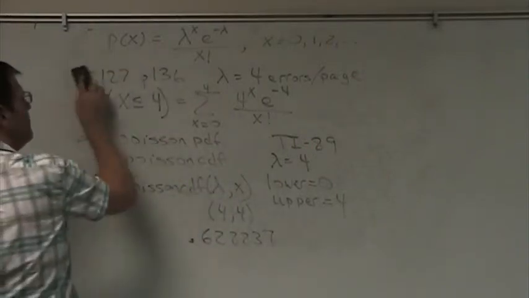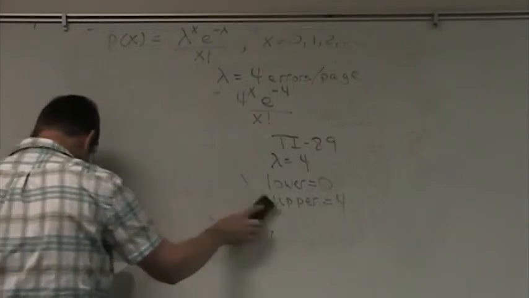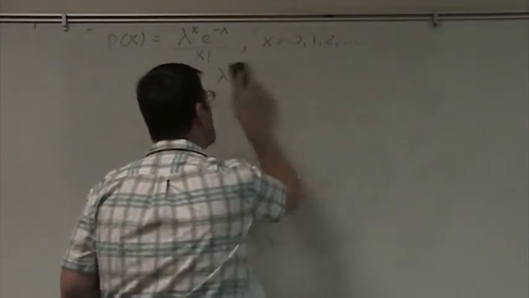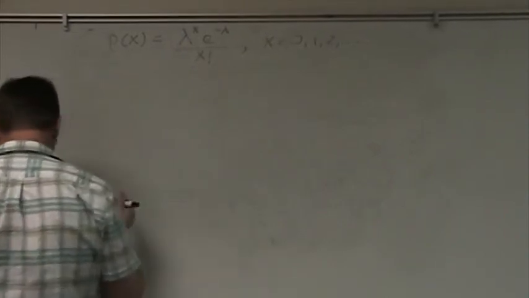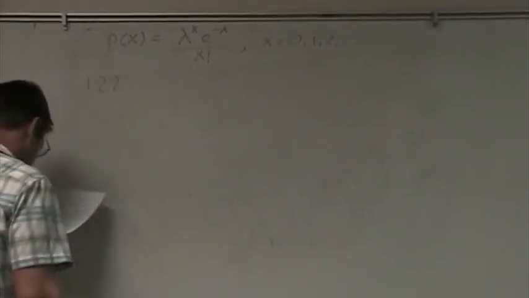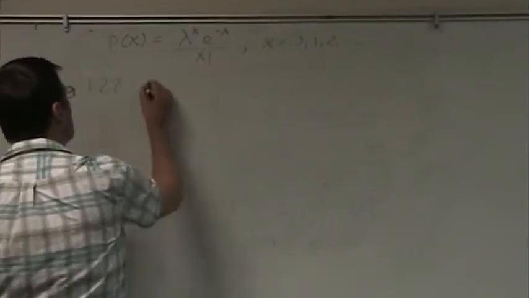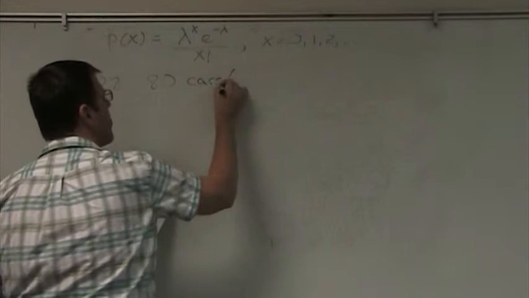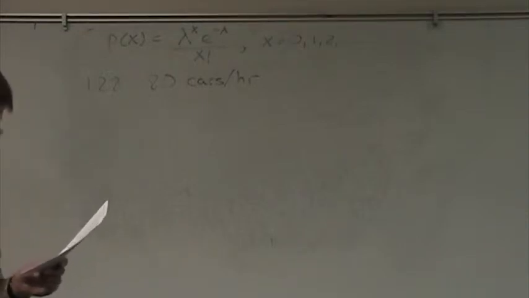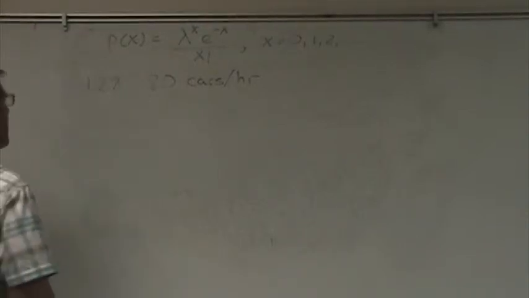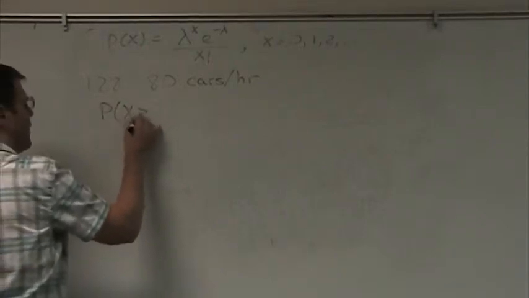The next problem is number 128. And 128 says the following. Cars arrive at a toll booth according to a Poisson process with mean 80 cars per hour. And then it says that if the attendant makes a 1-minute phone call, what is the probability that at least one car arrives during the call? So we're looking at the probability that x is greater than or equal to 1.